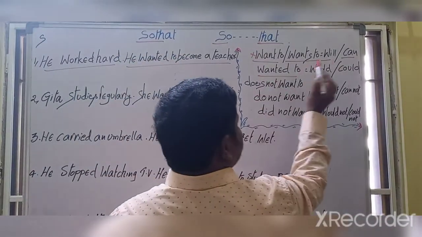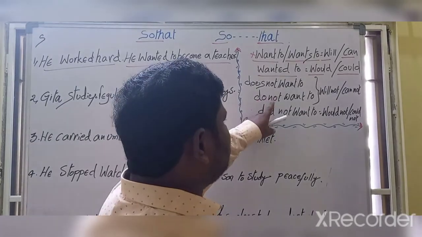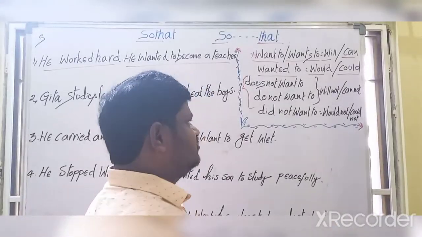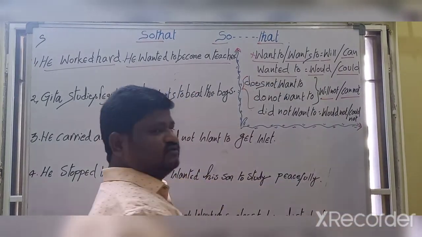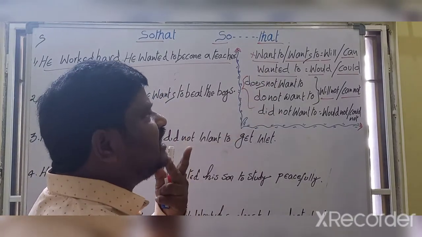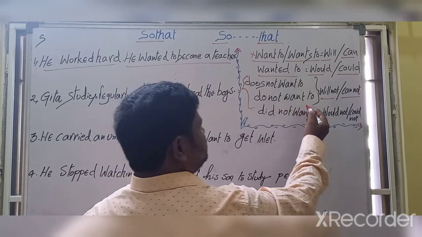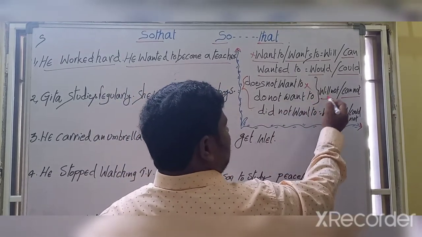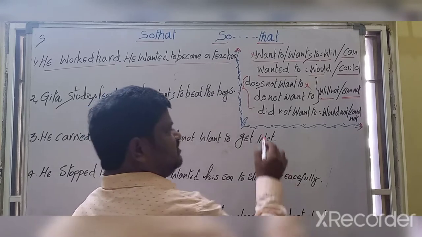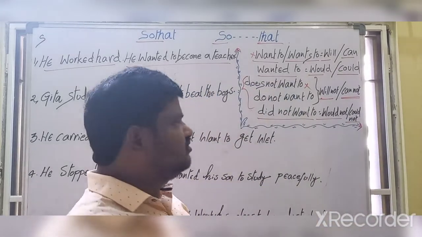And next, for wanted to, you have to write would or could. And next, for does not want to or do not want to, in the second sentence you will have will not or cannot. Remove want to, wants to and in that place you will have will or can, friends. And for did not want to, you will have would not or could not. Would not is correct, could not is also correct.